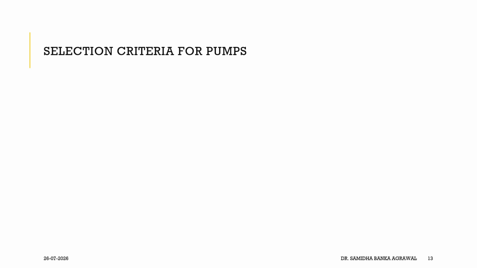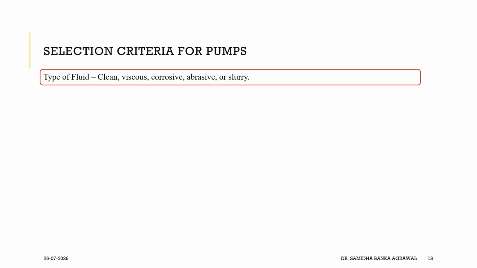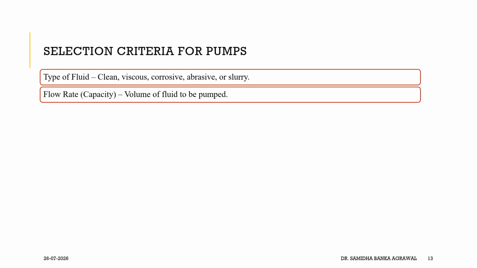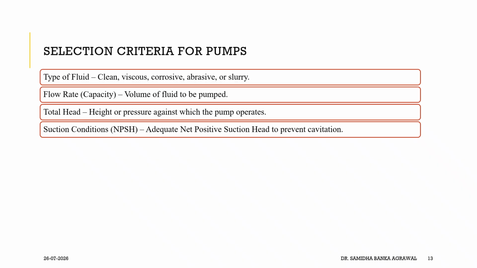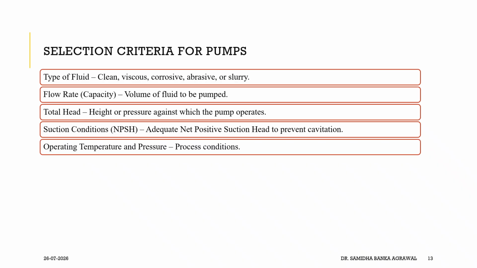The final equipment category in this section is pumps, which are essential for transporting liquids throughout a chemical plant. Pumps are among the most frequently used equipment in chemical industries. Their primary function is to transport liquids from one location to another by increasing the fluid pressure. The most important factor in pump selection is type of fluid, whether your fluid is clean, viscous, corrosive, abrasive, or slurry. Then the flow rate or volume of the fluid to be pumped, then the total head, that is the height or pressure against which the pump operates, then NPSH required at suction, to prevent cavitation.